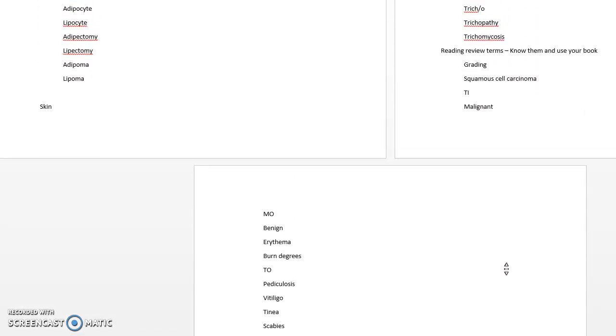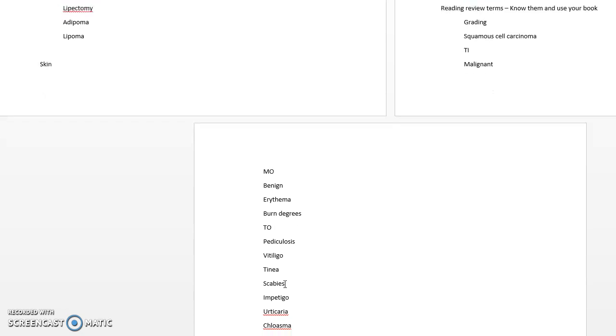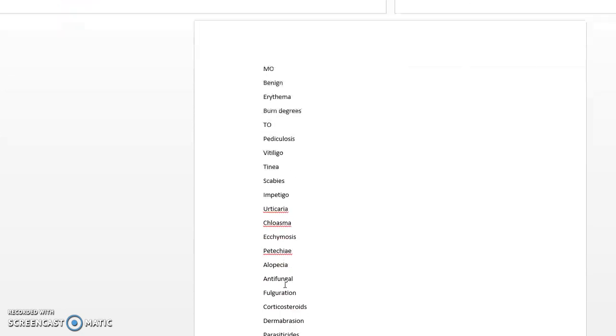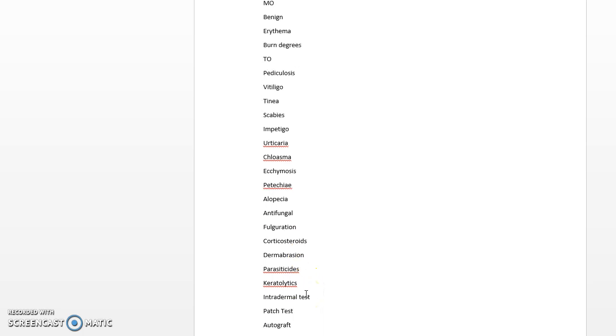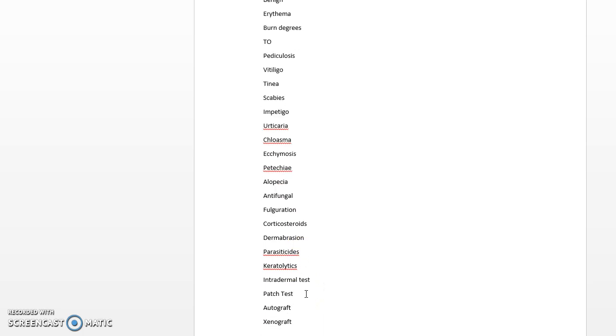Here's some other reading review terms that'll be good for you. This is squamous cell carcinoma, malignant, benign, erythema, pediculosis, vitiligo, tinea, scabies, impetigo, urticaria, chloasma, ecchymosis, petechiae, or petechiae, some people say, alopecia, antifungal, fulguration, corticosteroids, dermabrasion, parasiticides, keratolytics, intradermal test, patch test, autograft, and xenograft.